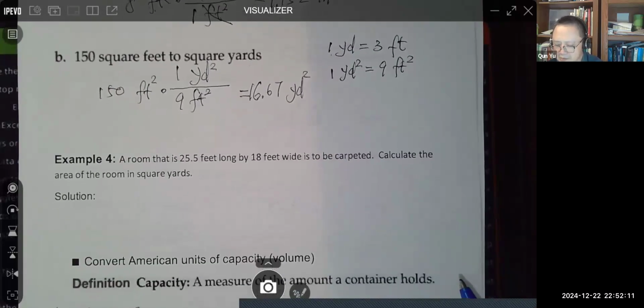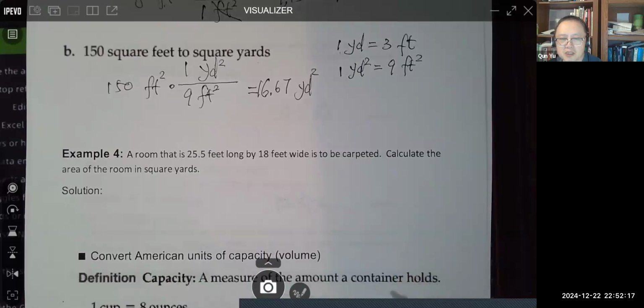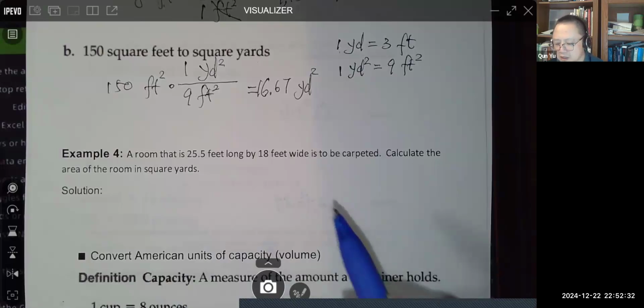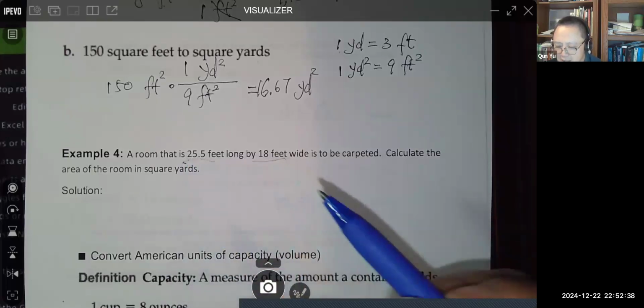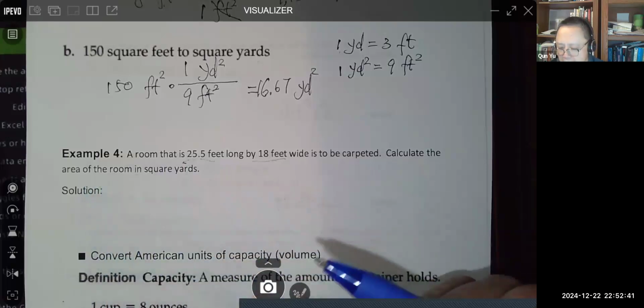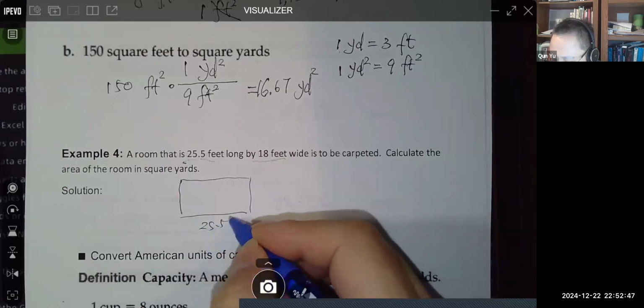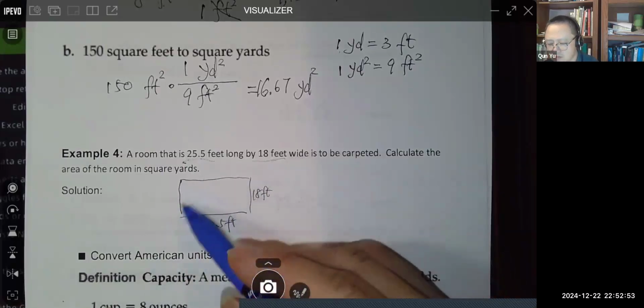Now, we have an application problem, a story problem. Let's look at this example 4. A room that is 25.5 feet long by 18 feet wide is to be carpeted. Calculate the area of the room in square yards. So first, apparently a room is a rectangle. If you look at the floor, right, length and width, we are talking about the area. Our area of rectangle. Imagine this is 25.5 feet long, and this is 18 feet wide. This is the floor of the room.